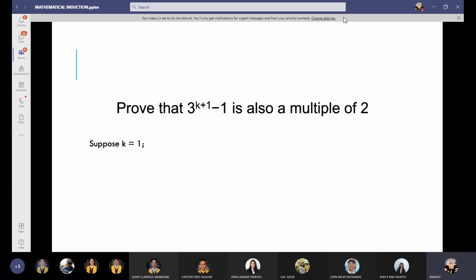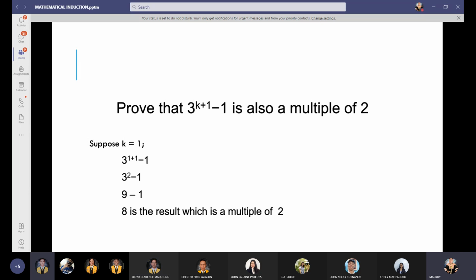So suppose our k is equal to 1, we need to replace the value of k in the equation. So 3 to the power of 1 plus 1 minus 1. So that is 3 to the power of 2 minus 1, meaning 3 times 3, that is 9 minus 1. The result is 8, meaning 8 is a multiple of 2. Are we clear? Yes, sir.